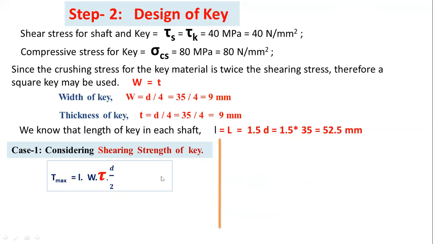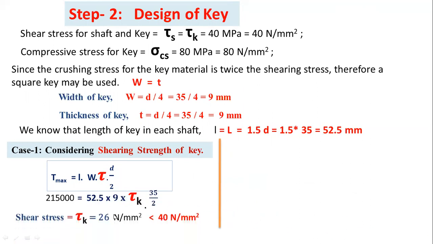From this equation, you have to substitute the value of maximum torque, length of the key, width of the key, and the radius of the shaft. After substituting these values, you can get the value of shear stress induced in the key material. That value is equal to 26 megapascal.